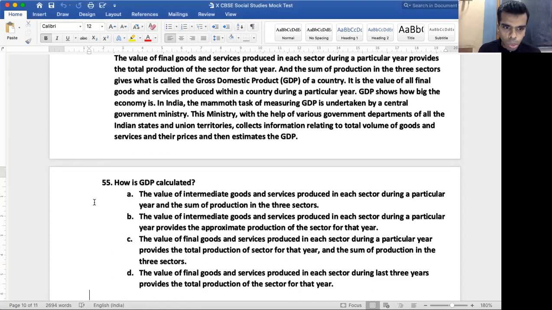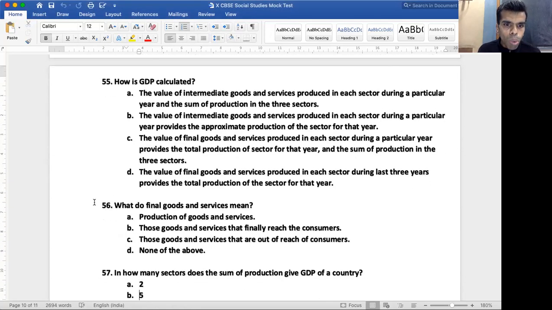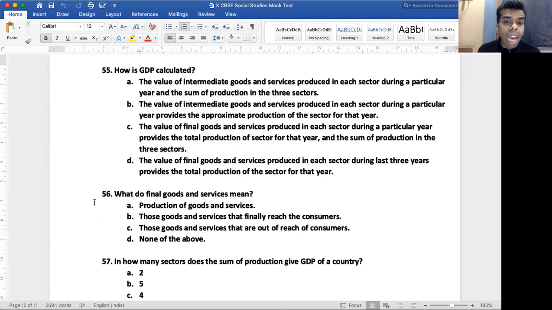Going on towards the next question, 56th question. What do final goods and services mean? Does it mean A, production of goods and services? Does it mean option B, those goods and services that finally reach the consumers? Does it mean C, those goods and services that are out of reach of consumers? Option D, none of the above. The answer is option B, those goods and services that finally reach the consumers.